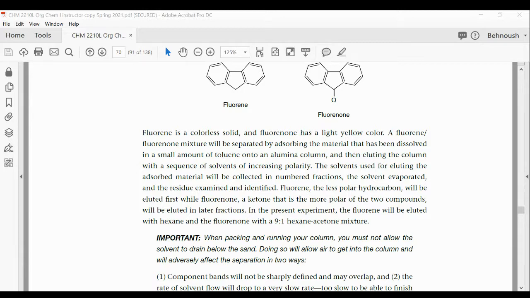Let me ask someone instead of me answering it: what data should go to the data table for TLC, for thin layer chromatography? What data should be included? Could you tell me? Rf values, that's part of the calculation, actually. The actual data, the distance traveled for what?